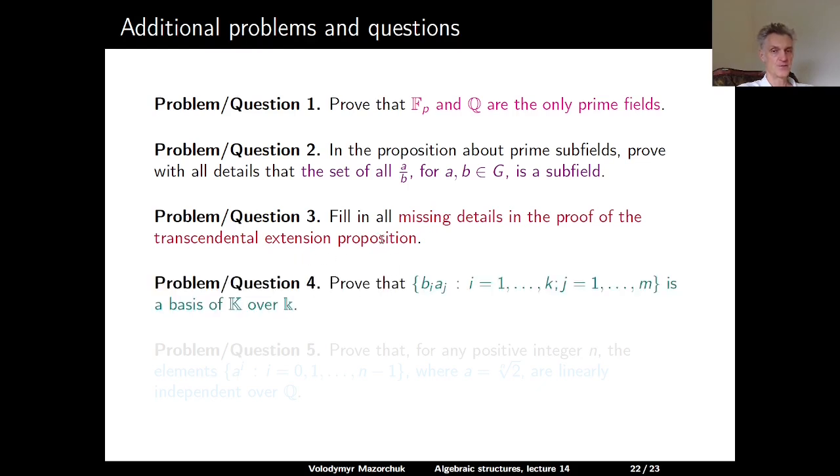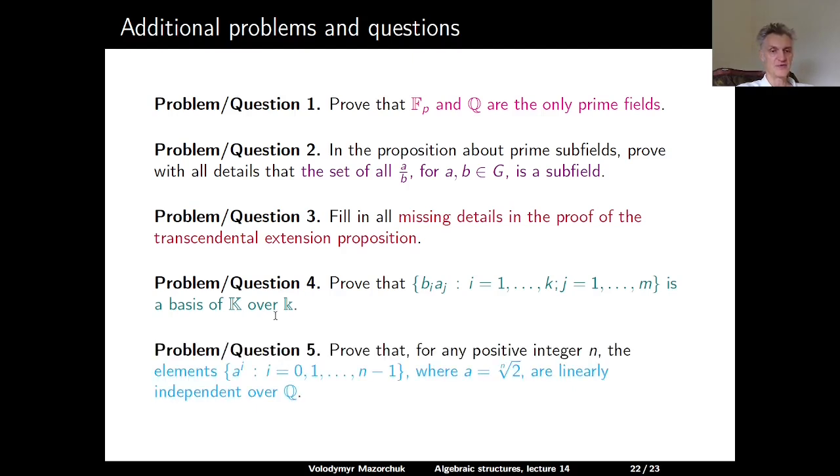Question 4. Prove that the set of all products b_i times a_j is a basis of capital K over the little k. That's for the statement that finite extensions behave transitively. And question 5. Prove that for any positive integer n, the elements a to the power i, where i is between 0 and n minus 1, where a is the nth root of 2, that's a real number, are linearly independent over Q.